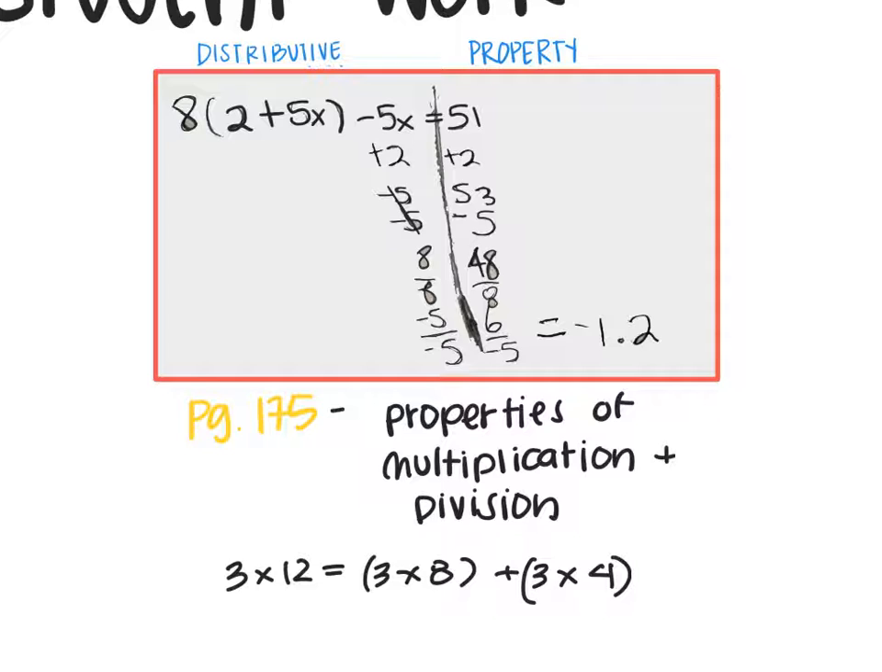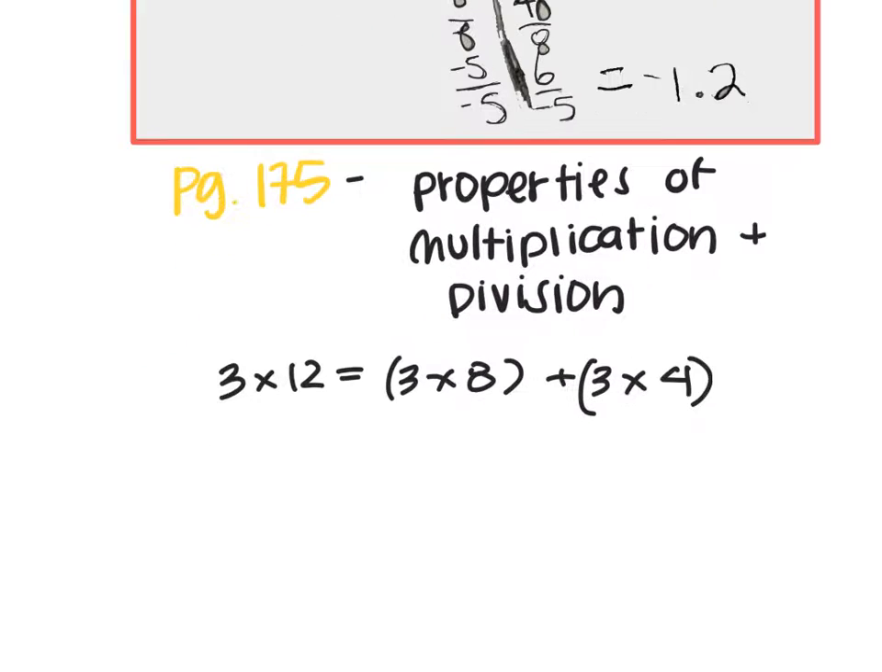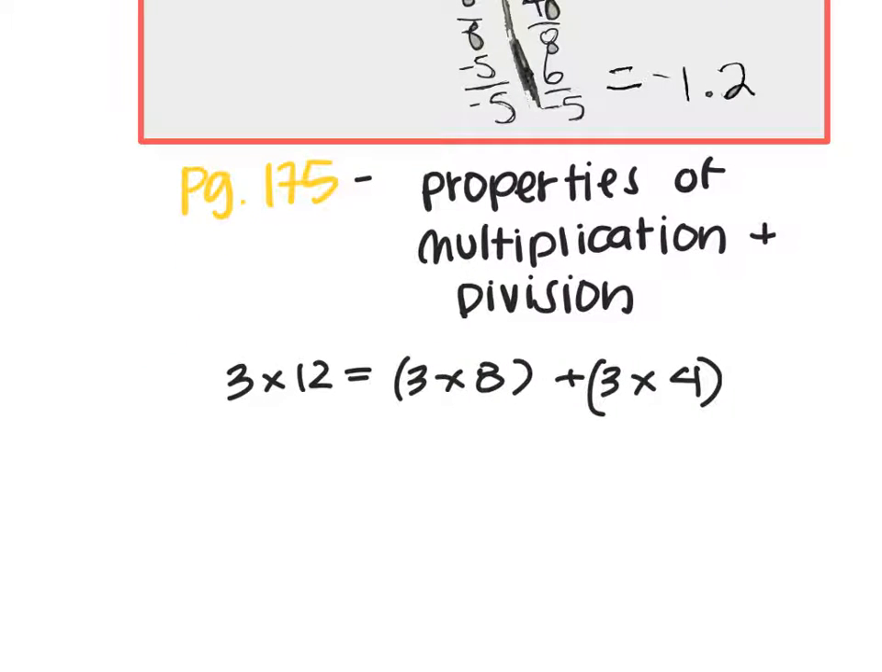So on page 175, it talked about just going over the properties of multiplication and division, and specifically this would be the distributive property. And so it just talks about breaking it up, and you would teach them by making a cube and then breaking up to help them understand why you can do this, and then interlock it with what they just learned.